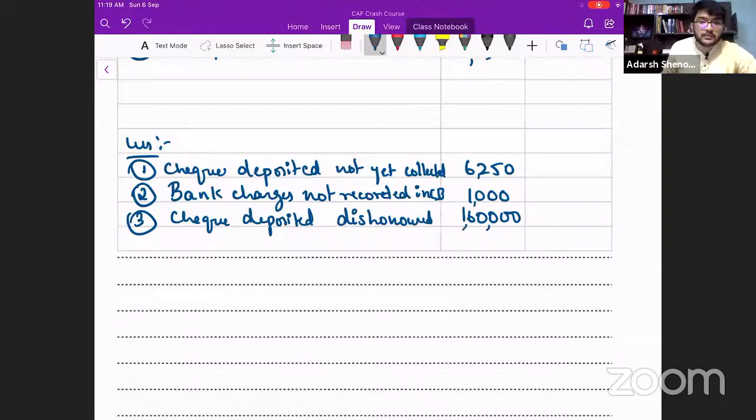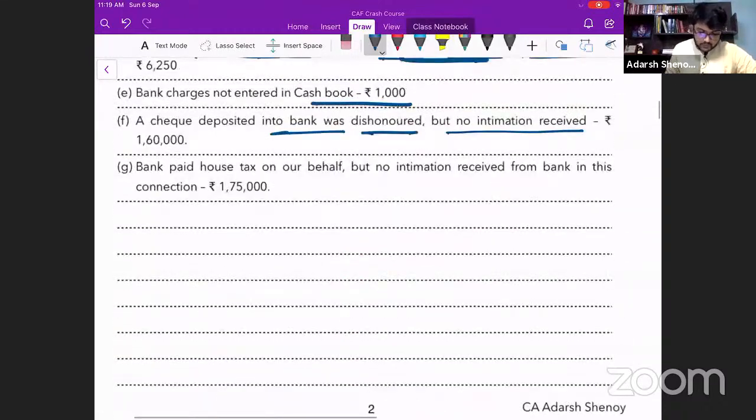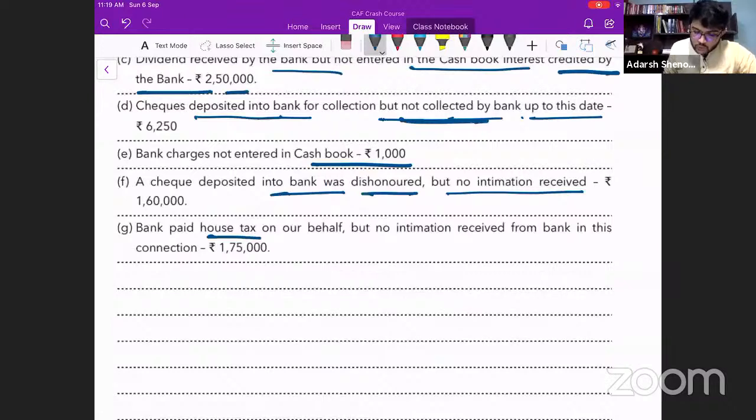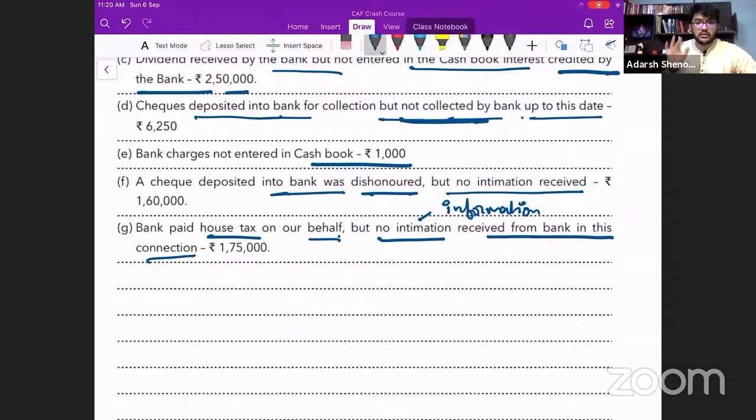Can we go to the next one? Bank paid house tax on our behalf, but no intimation received from the bank in this connection. The bank has paid, it seems, but intimation means information. We did not know about it, so we have not recorded it in the cash book, right? Once we receive the information, we will record it in the cash book also.